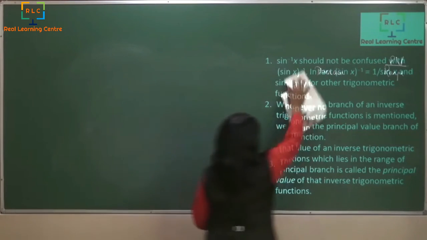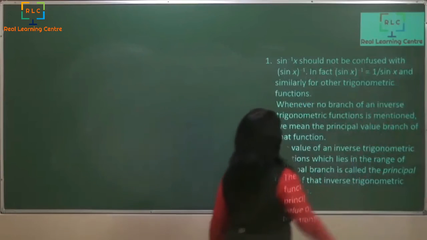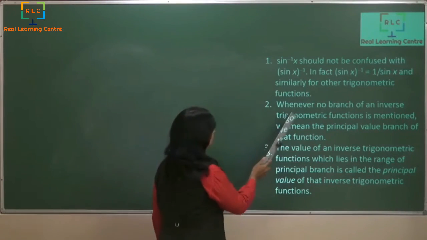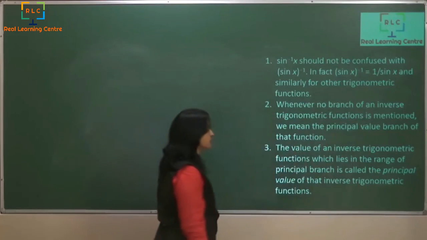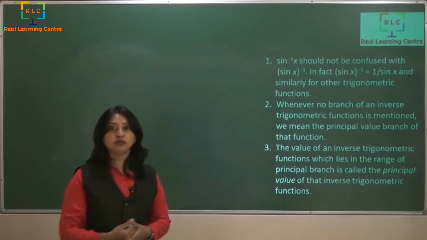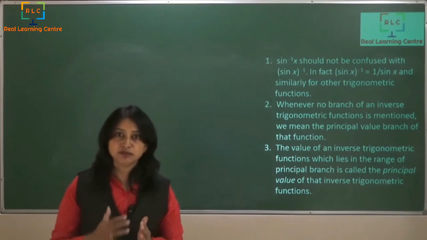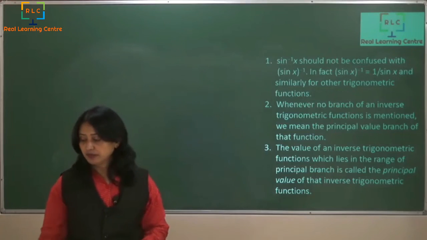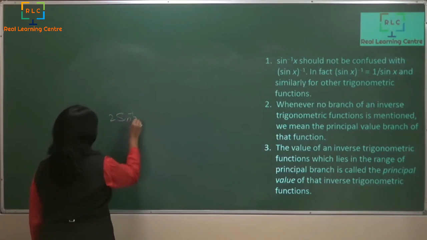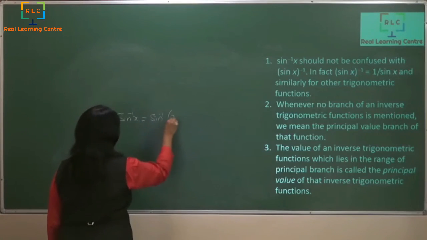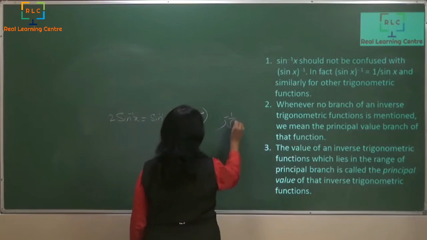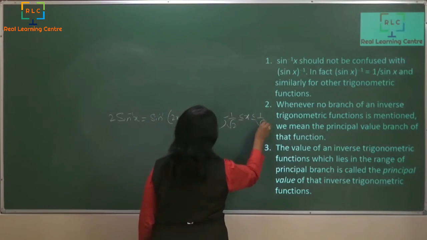That is about your first point. Sin inverse x should not be confused with (sin x)^-1. And whenever no branch of an inverse trigonometric function is mentioned, we mean the principal value of that function. What do you mean by this? For example, I shall say 2 sin inverse x is equal to sin inverse of 2x into root of 1 minus x square. Then we write like this: minus 1 by root 2 less than or equal to x less than or equal to 1 by root 2.